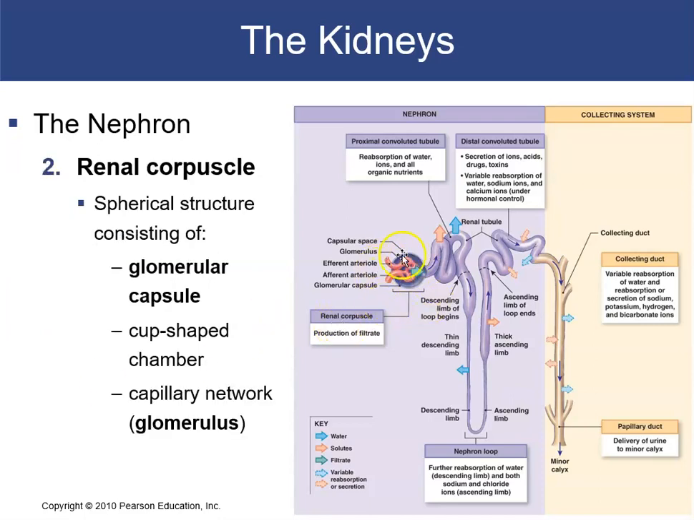This structure here at the beginning of the nephron is the renal corpuscle. This is the spherical structure that is made up of the glomerular capsule, or the Bowman's capsule, the cup-shaped chamber, which is the space here, and the capillary network, this red structure inside. This is known as the glomerulus.